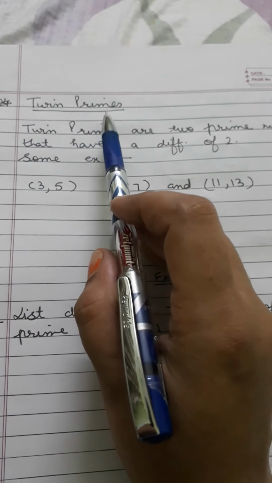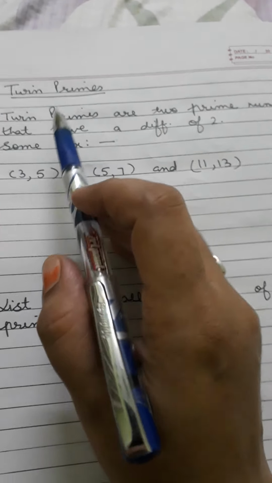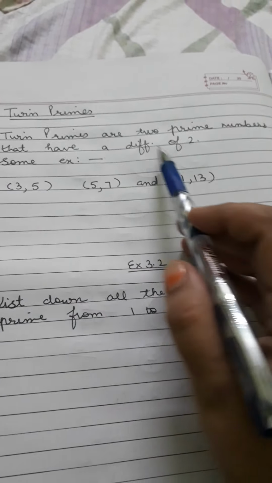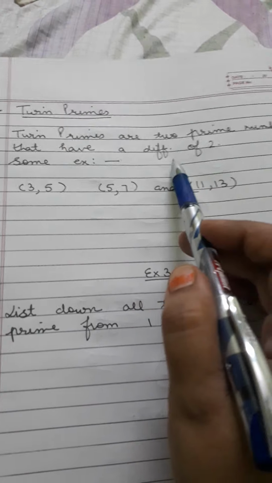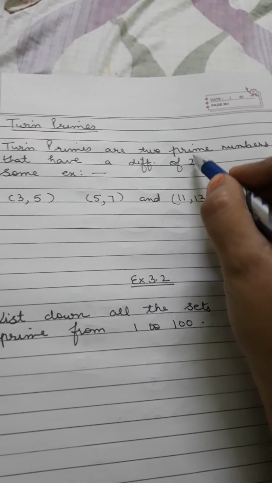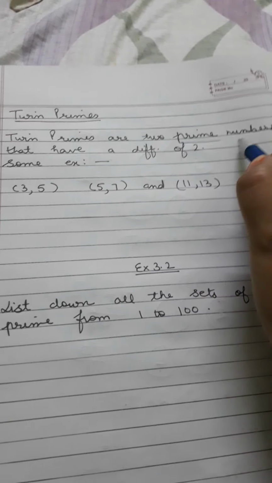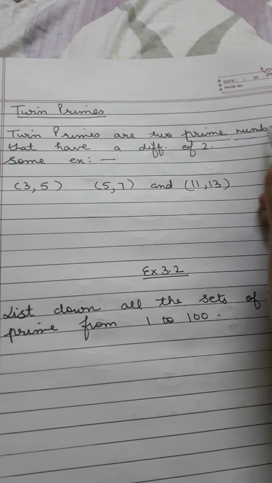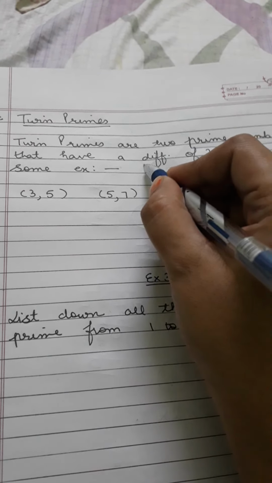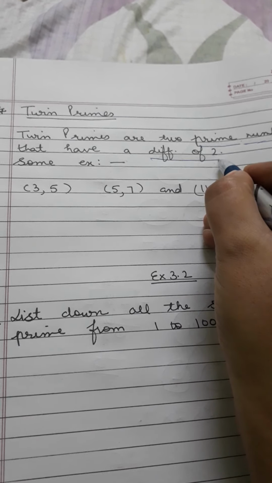Now next our topic in the exercise is twin primes. What are twin primes? The twin primes are the two prime numbers that have a difference of 2. Please keep it in mind that they are prime numbers. First condition is that the number should be prime and they should have a difference of 2.